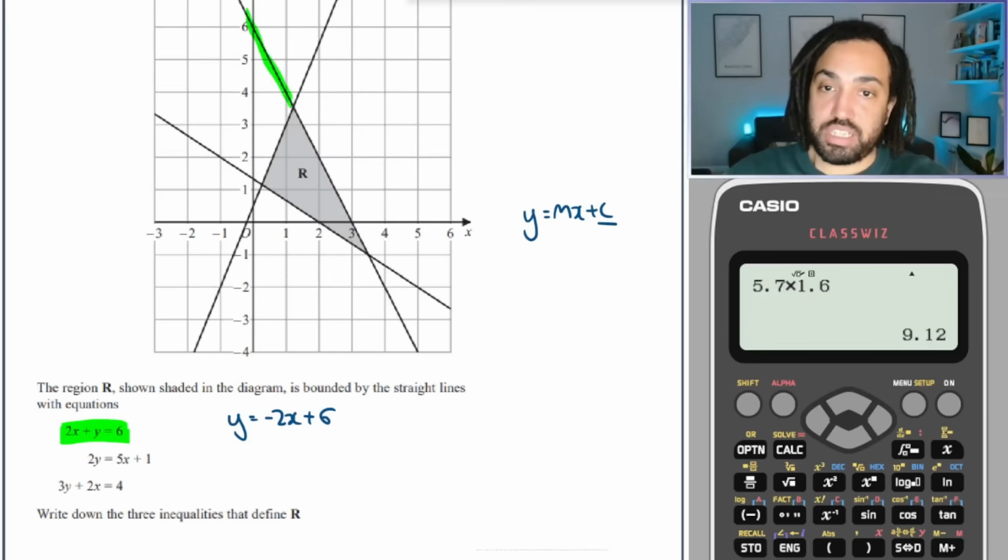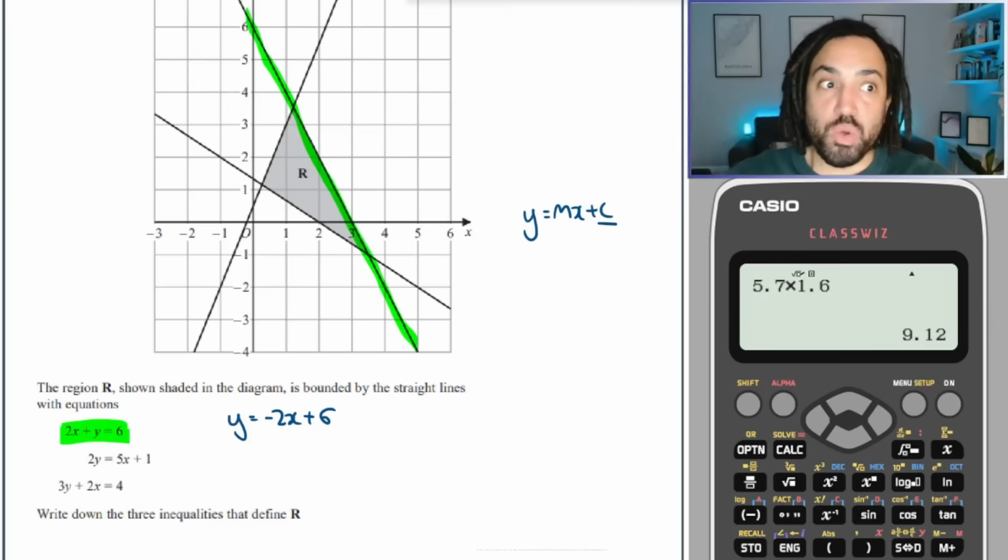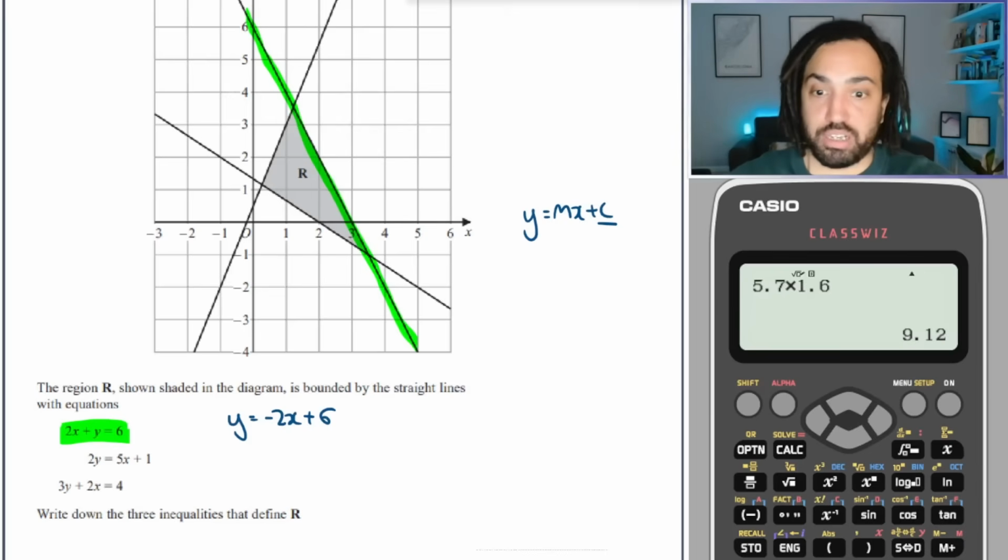So this is the green line. It starts with the y-intercept of 6. Now I want my region to be below that line. My region is below the green line. So I write that y is less than or equal to minus 2x plus 6. Because it is below, we write less than. Okay, next one.